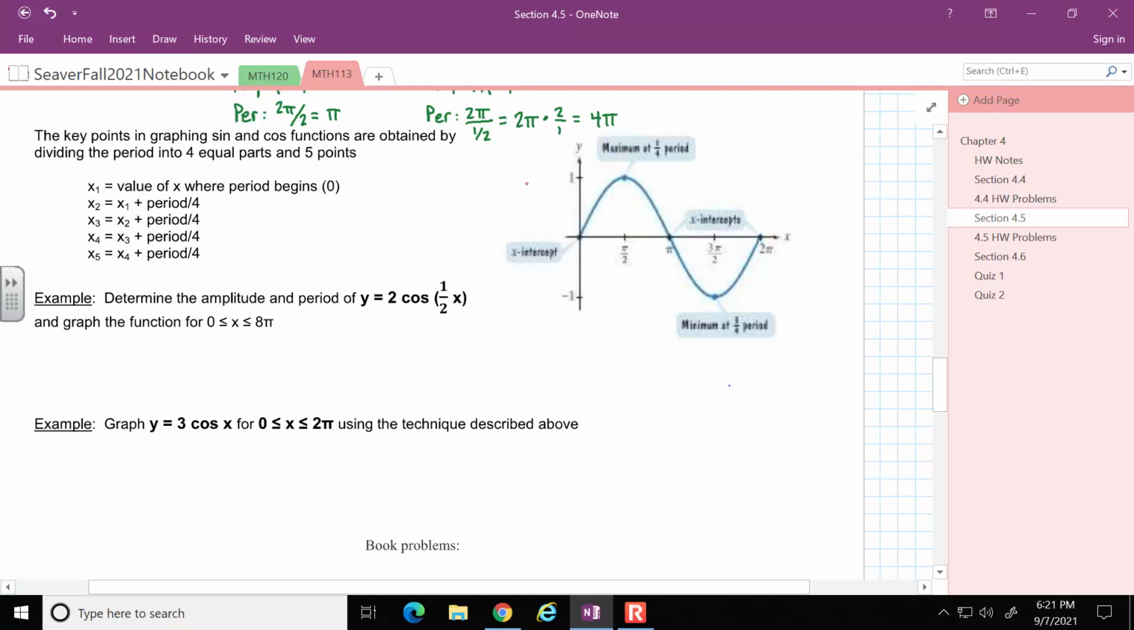The first thing I would recommend is, if I give you a function, here's an example, you might see this on a quiz or something, y equals 2 cosine of 1/2 x. You might want to first note the amplitude. What is the amplitude of this function? It is 2, right? It's the absolute value of 2, so it is 2. What is the period of this function?